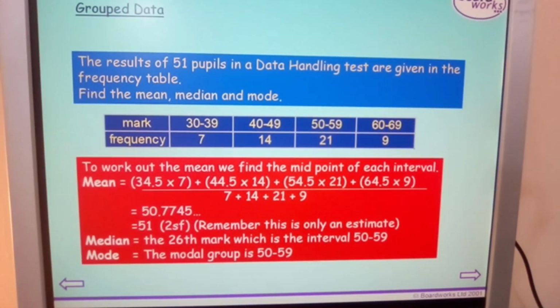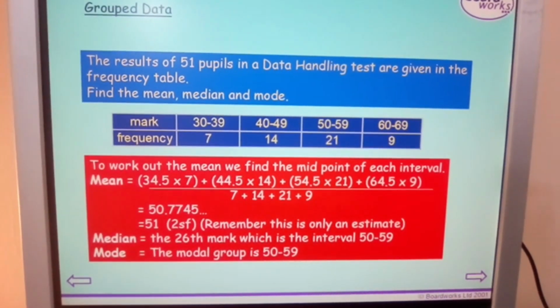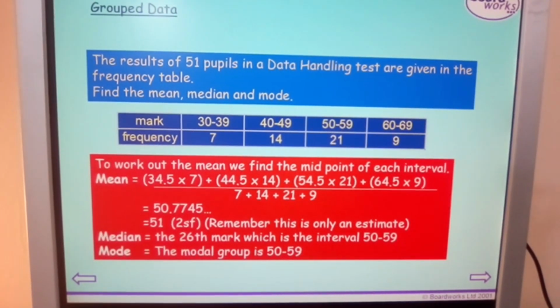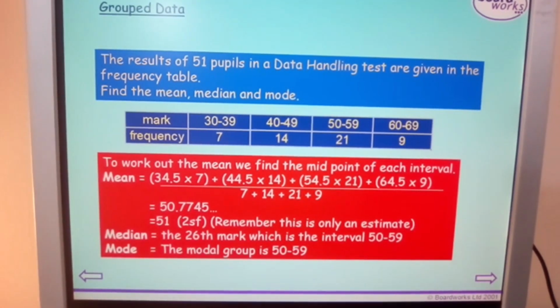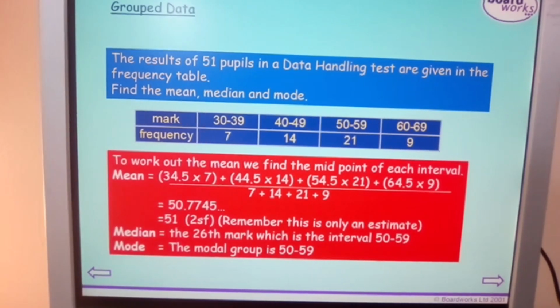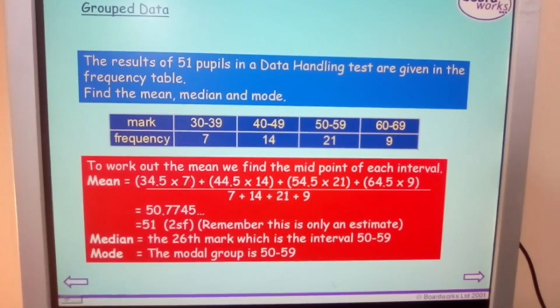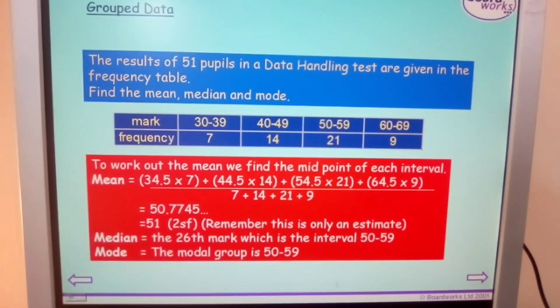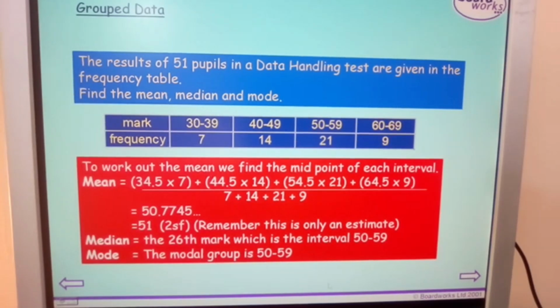To work out the mean, we find the midpoint of each interval, and they've done that here already. And here we have all results. Two significant figures. Remember, this is only an estimate. Now, I'm not going to do that for you, so that's for you to do. So I'm just giving you the overview as to how they've done it.